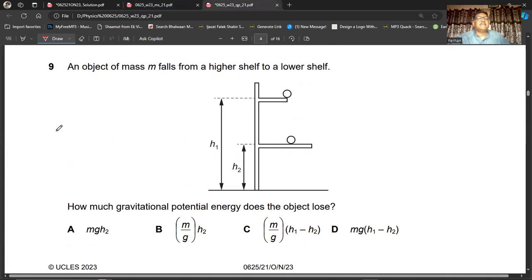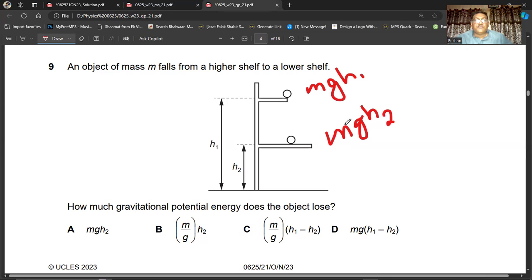Question number 9, he says, an object of mass M falls from a higher shelf to a lower shelf. So it is falling from here to here. So here the gravitational potential energy will be mgh1. When he reaches here, the gravitational potential energy will be mgh2.